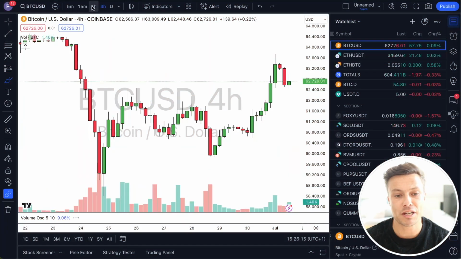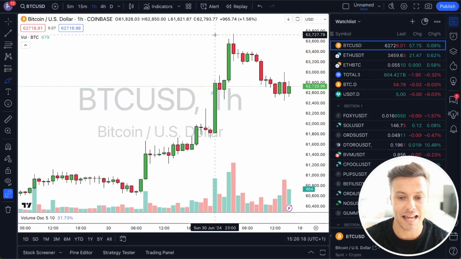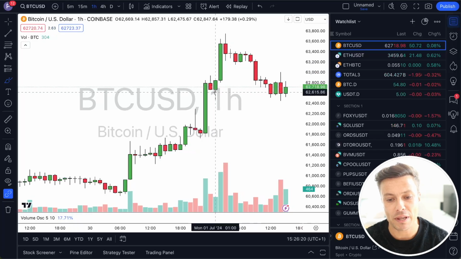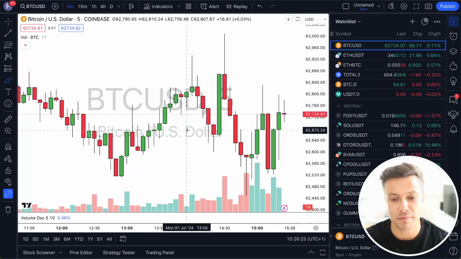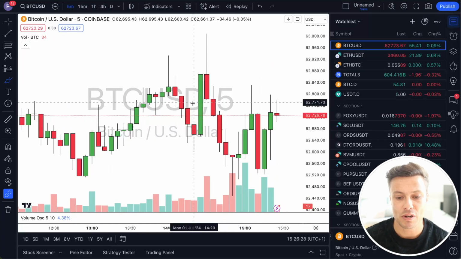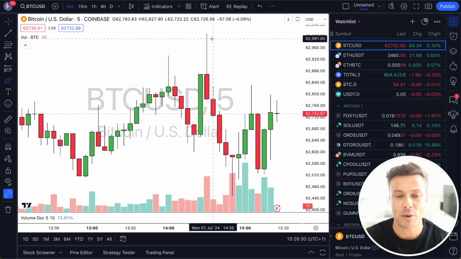Now, if you drop down to different time frames, the story is exactly the same, but each of these candles, for example, here is now 1 hour or 5 minutes, etc. And you can see each candle is comprised of a body, wicks, etc.